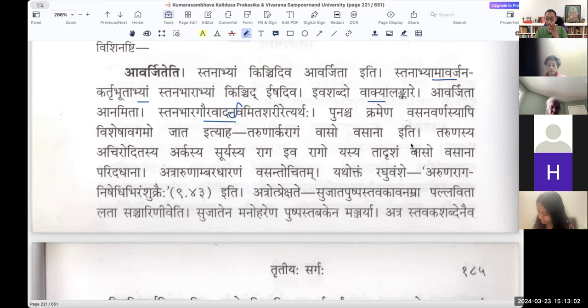Punashcha kramena vasana varnasyapi vishesha avagamah jatah. As she is coming in, he also notices the color of her dress here. So he says, tarunarka ragam vasaha vasana. Tarunasya achira uditasya arkasya, achira uditaha, the sun who has just got up. The rising of the sun has happened. Tasya suryasya raga iva ragaha yasya, tadrisham vasaha vasana paridadhana. She is wearing a light reddish color here.